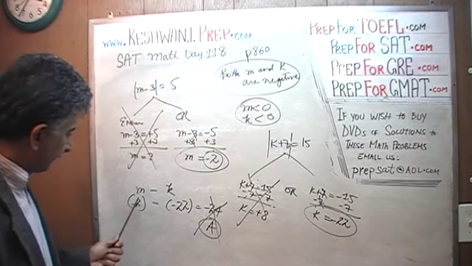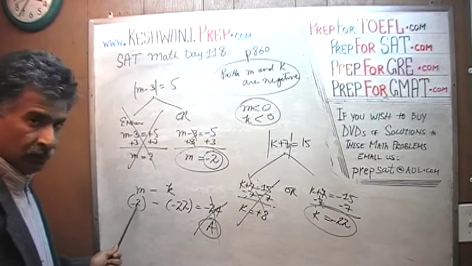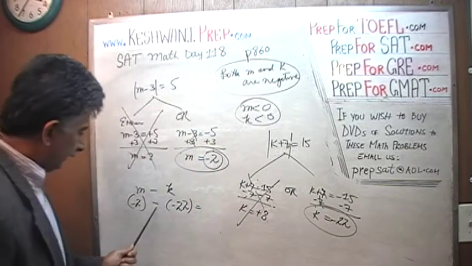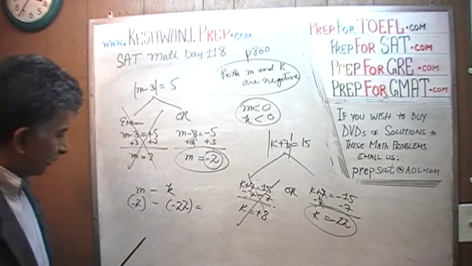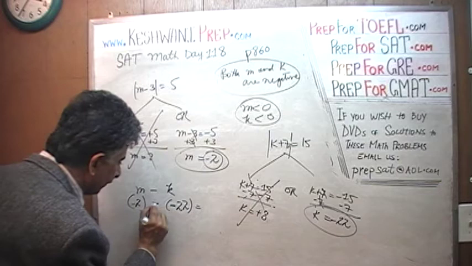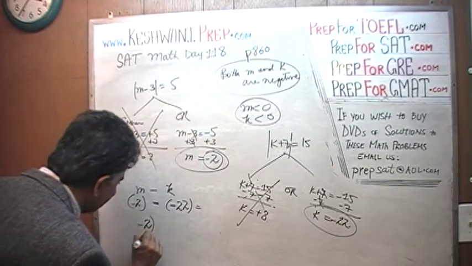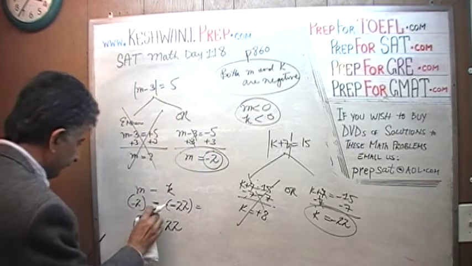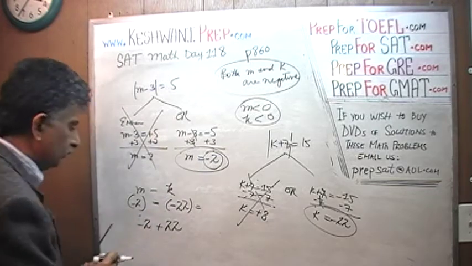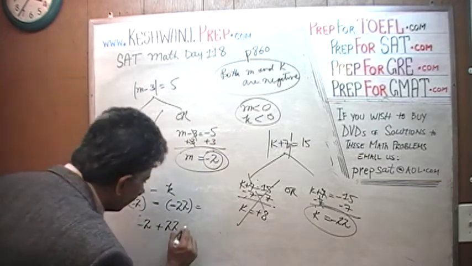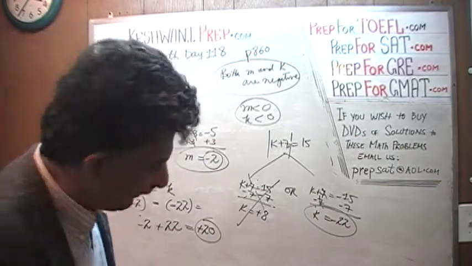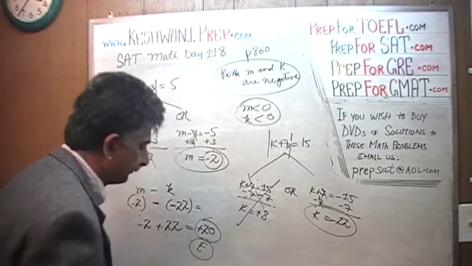When we do m minus k, we have negative 2 minus a negative 22. This negative and this negative becomes positive, and we end up with negative 2 plus 22. We don't need the parentheses now. Negative 2 and a positive 22 gives us a positive 20. The answer is not A, the answer is E.